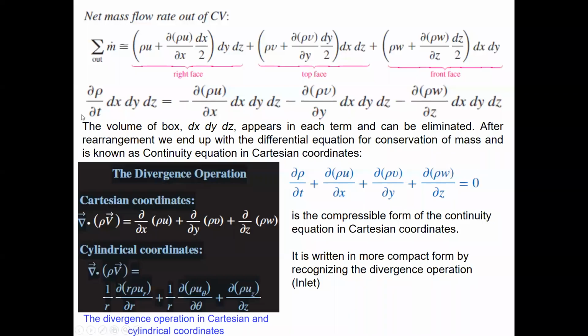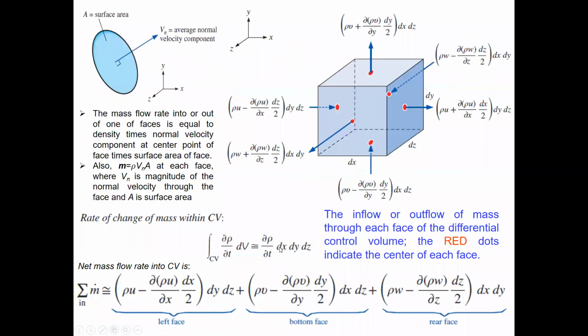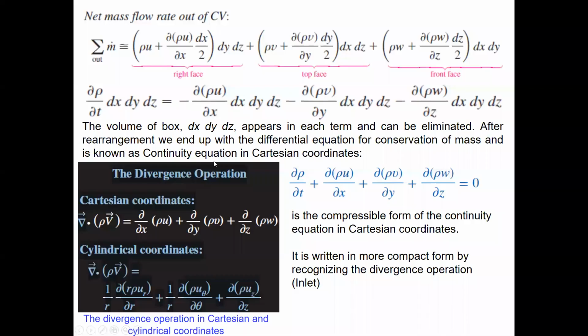Del rho by del t, dx dy dz must be equal to, you add all of them, this gets cancelled actually, minus del by del x of rho u dx dy dz, minus del by del y of the same case. Means to say that the volume of the box dx dy dz appears in each term and can be eliminated. This dx dy dz is common. After the rearrangements, what will you get?